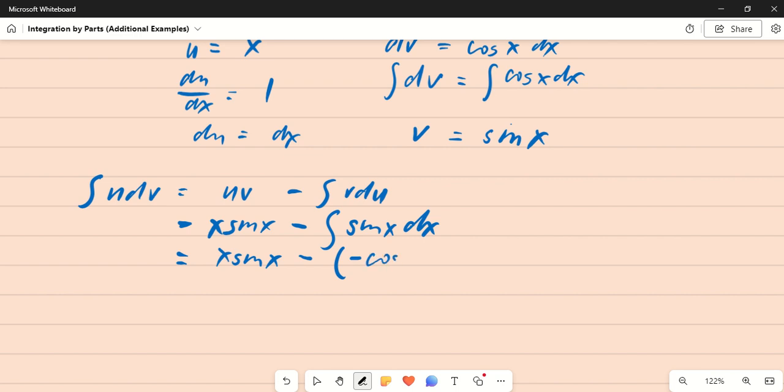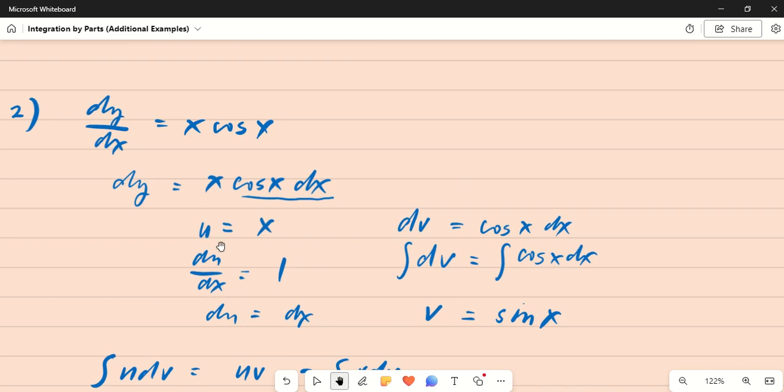So you write it here, negative cosine x plus, this time we will be adding the arbitrary constant. So this is equal to x sine x, negative 1 times negative cosine x. It will give you positive cosine x. And then we add your arbitrary constant. We're getting the solution of the differential equation here. So we write y is equal to x sine x plus cosine x plus c.